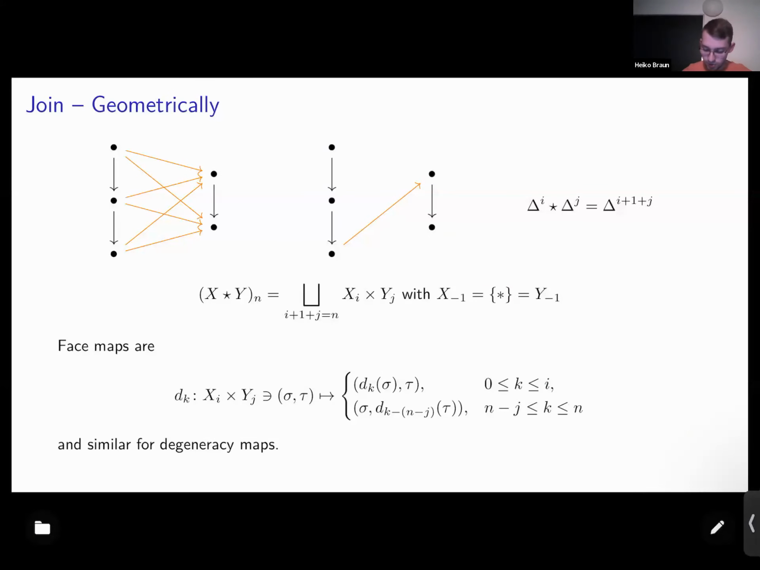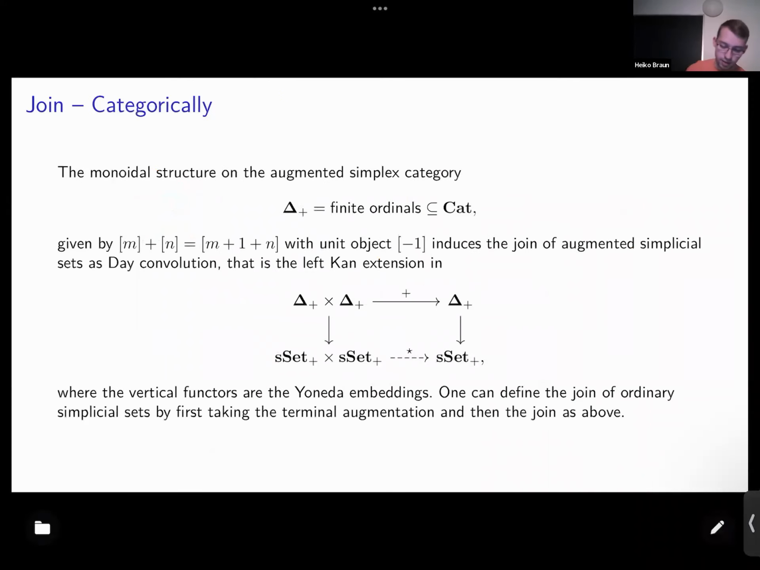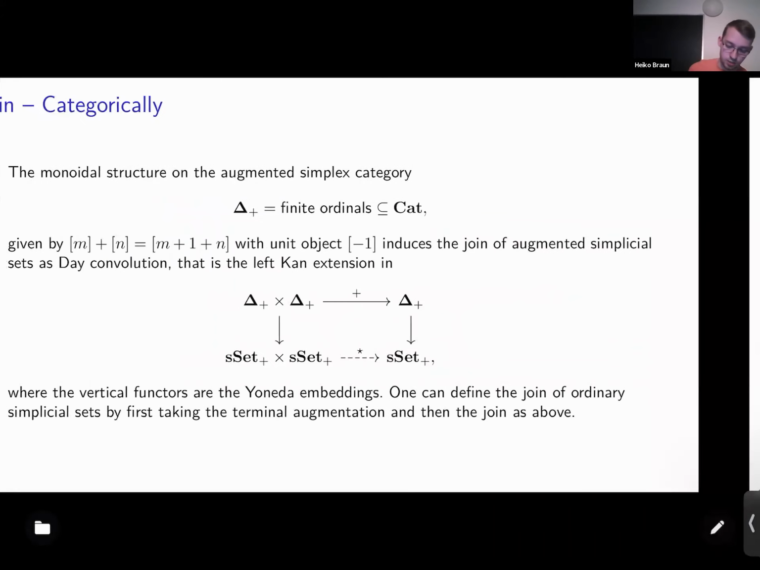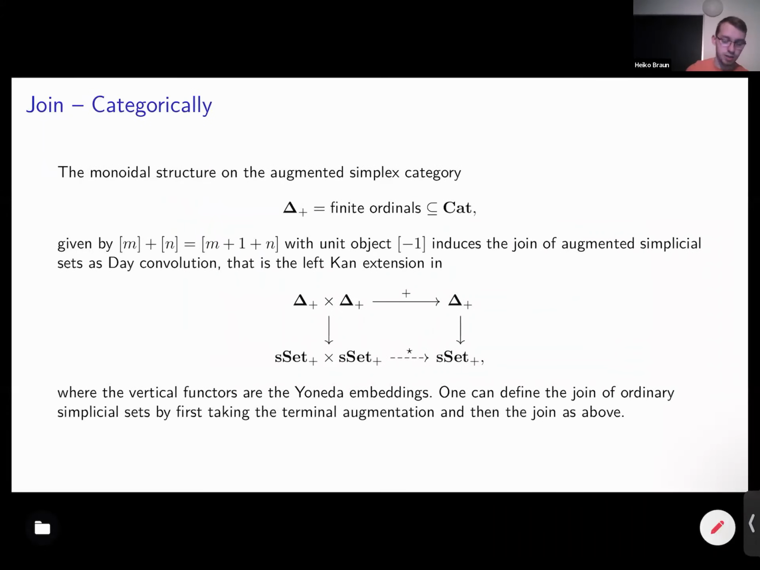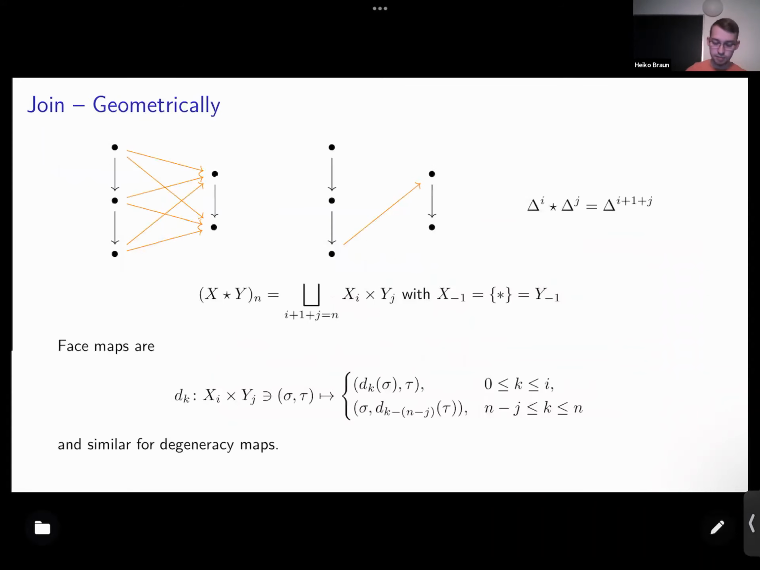Or geometrically, I wrote here, and the idea is that we essentially have this formula. It immediately follows from the last slide. I go back for a minute. Here you have that this square should, in this case, actually commute up to isomorphism. So whatever happens on top here, they get sent to the standard simplices. So this formula we have here should absolutely hold, that the I simplex and the J simplex join together to the I plus 1 plus J simplex.